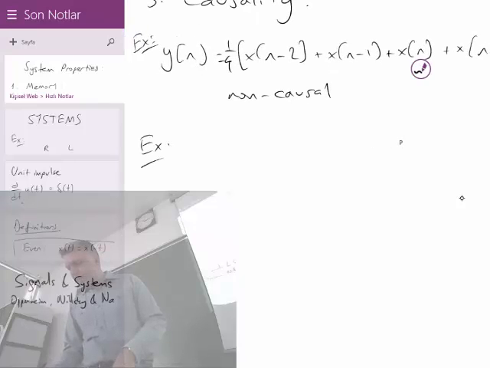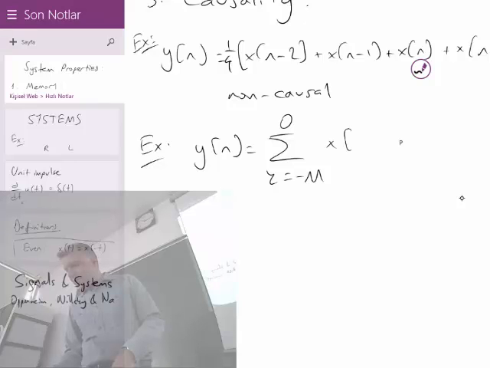However, y of n is equal to the summation over k from minus M to 0 of, let's say, 2 times x of n plus k.